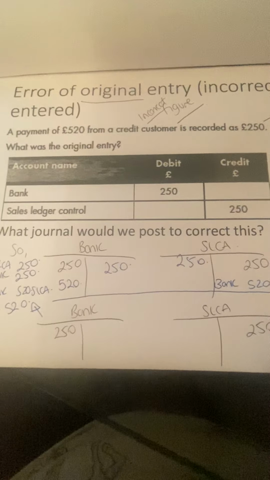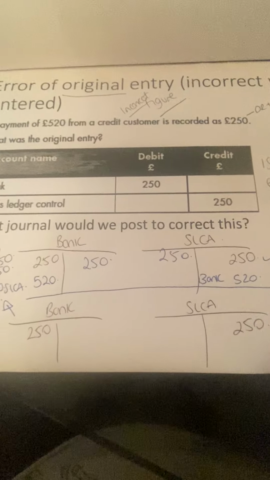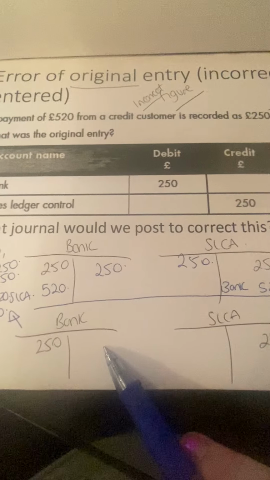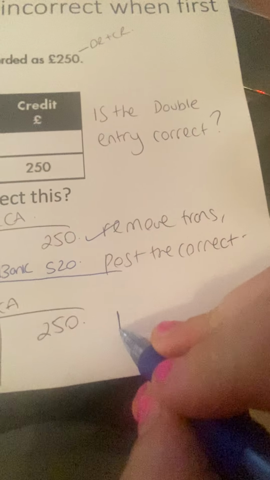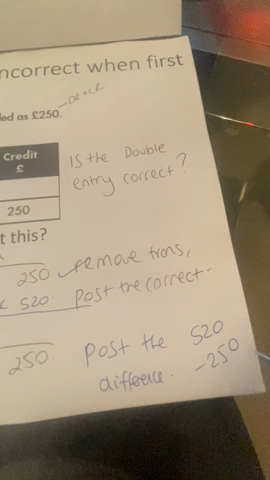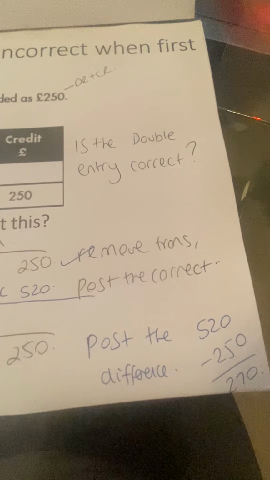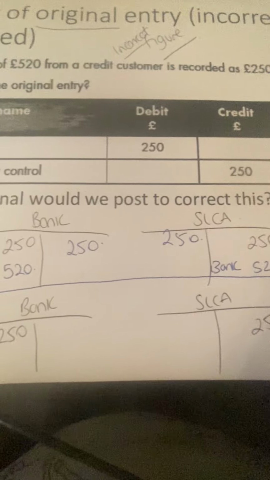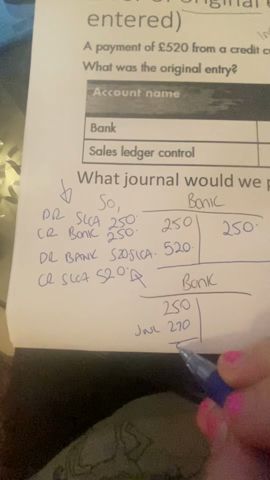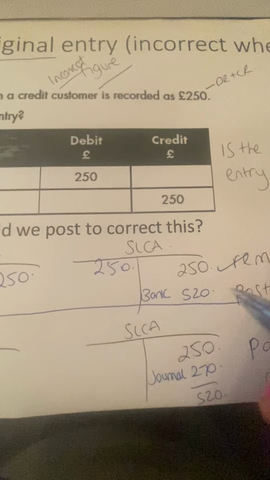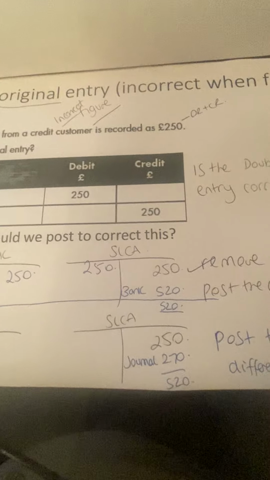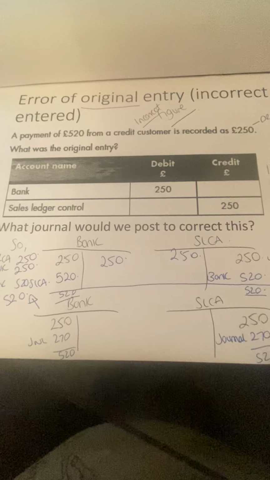The other way that you could have done it is you could have said, okay, well, looking at these bottom T accounts, I've got 250 in the bank and 250 in the sales ledger control account. And actually, I want it to equal 520. So the other way that you could have done it is to post the difference. Okay, so we want it to be 520. We've already got 250 in there. So we would post £270 in the T account. So journal 270. Journal 270. This now equals 520. Going back to these ones at the top, that now equals 520. So both ways will get you to the same answer. It's just whichever way you feel more comfortable with.